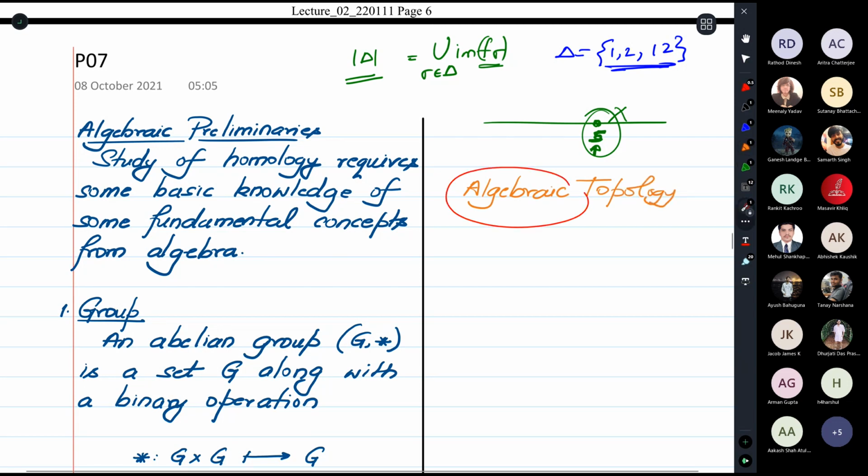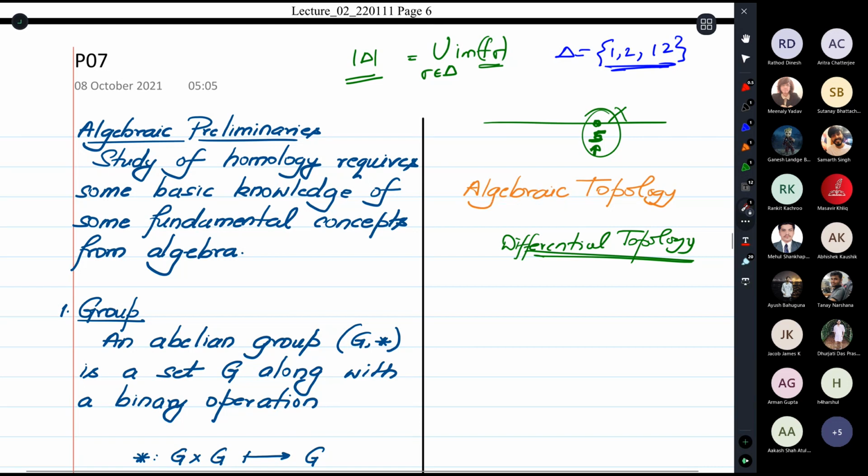Most of the tools that we will be using to study topology will be algebraic in nature. At this point, it will not become clear why I say algebraic and what I mean by algebraic. However, when we actually study these tools, it will become clear to you that, indeed, these are quite algebraic in nature. The other forms of topology, for example, are differential topology and so on. Here we use a different set of tools to study the topology of a space, whereas here we use tools that are mainly algebraic in nature.